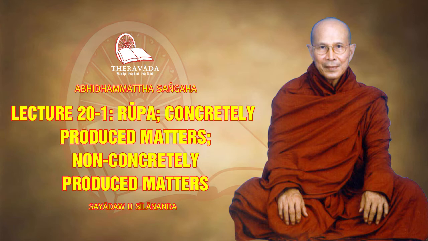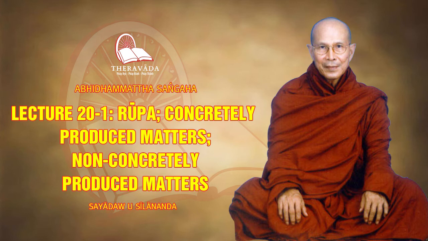Now, beginning with the space element, there are 10 material properties. They are not real rupas, actually. They are just some modes of the 18 we just studied. So they do not have the real arising, presence, and disappearing. But they are called rupa. So the 18 are not like those. The 10 non-concrete matter are called rupa, but these 18 are a real rupa, not like those. When we say rupa, they are real rupa.